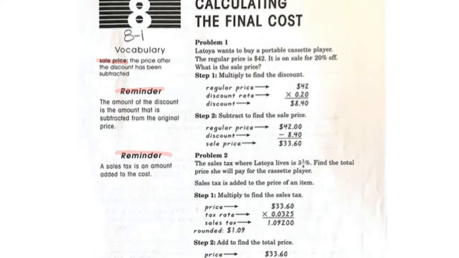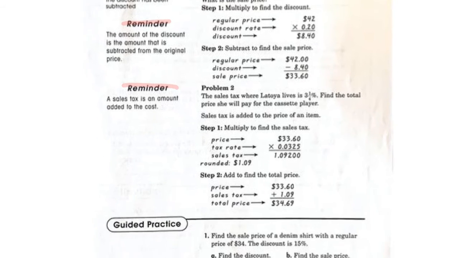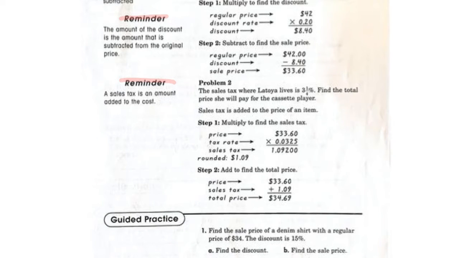The tax rate, if you convert it to a decimal, is 0.0325. And then you will multiply that. That gives you the tax, which you'd put in terms of dollars, which is $1.09. And then you add that to the total price. So when Latoya is walking out of the store, her cassette player has cost her $33.69. That is the final cost.